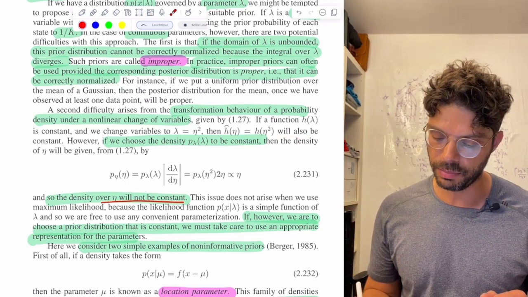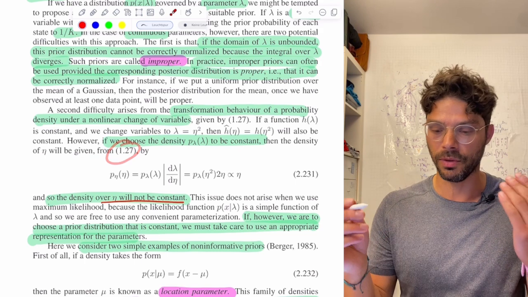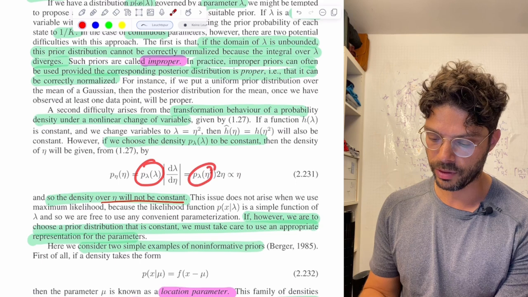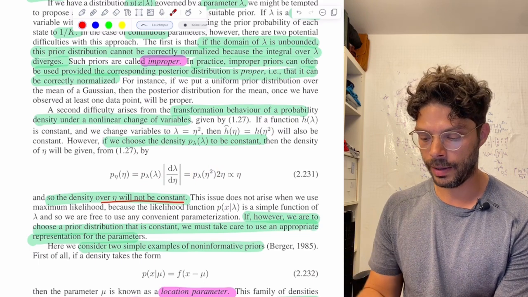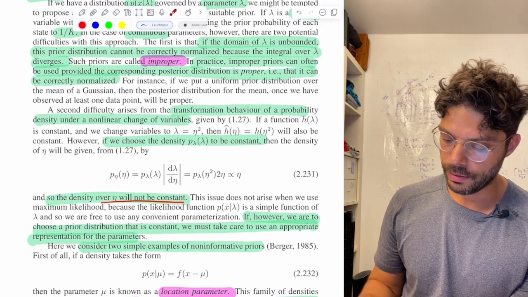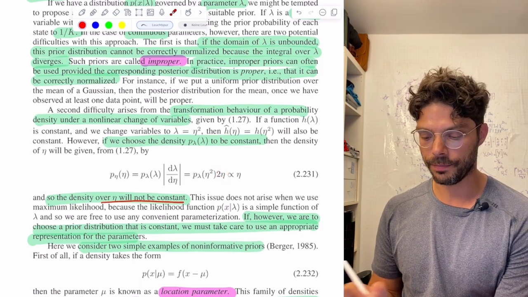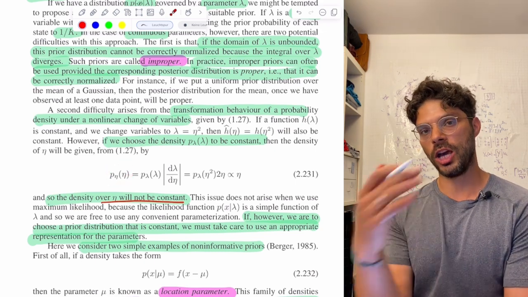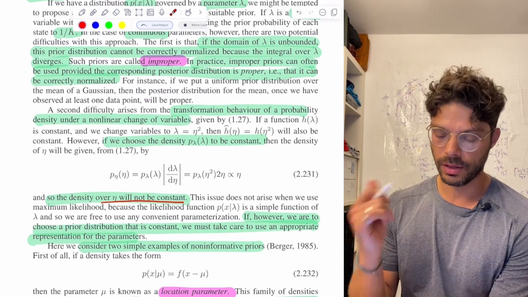However, if we choose the density p of lambda to be constant, then the density of eta will be given by the change of variables formula. Review that if you need to. It's really important here. This bit was fine: you can just plug in the corresponding value for lambda, which in this case is eta squared. But there's this additional term you have to account for, which is going to add a 2 eta there. So now this probability distribution in terms of the changed variable is no longer constant. So this constancy is not preserved over these changes of variables.